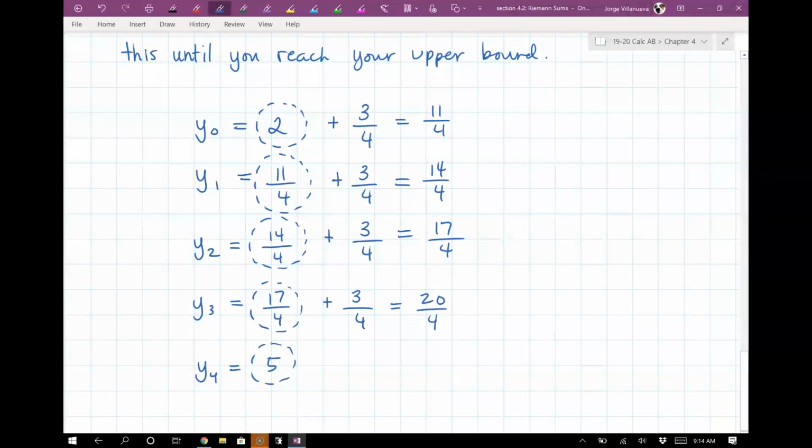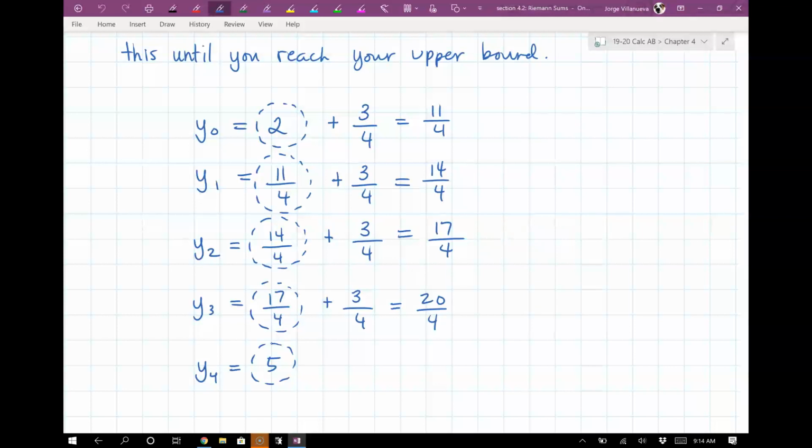So notice from 2 to 11/4, that's one rectangle. From 11/4 to 14/4, that's another rectangle. I keep saying triangle, rectangle. From 14/4 to 17/4, that's another rectangle. That's 3 of them so far. And from 17/4 to 5, that's the 4th one. And how many was I supposed to build? 4 of them, right? N equals 4. So I have 4 of them.